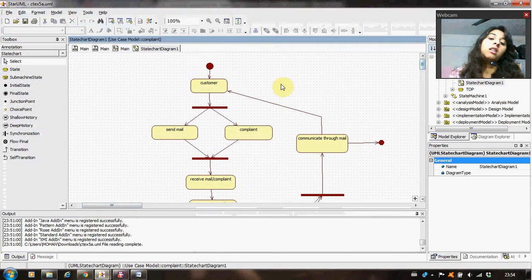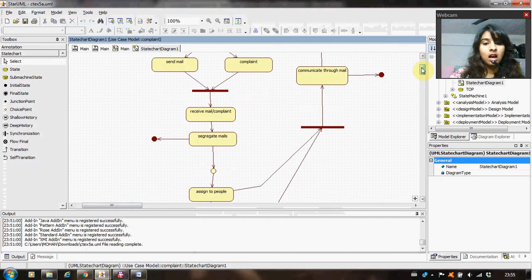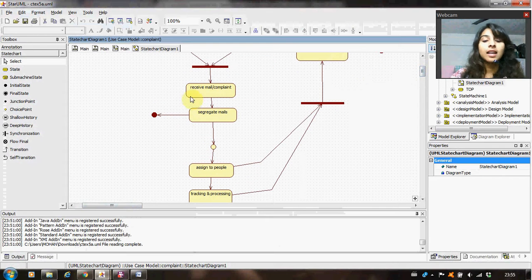So here I have taken initially the customer sends a mail or files a complaint. It can be either, but then when it goes to the organization, it will be received as a mail or a complaint. Both will remain as the same. That is why there is a synchronization here. And then after receiving the mail, the segregation of mail happens here. So sometimes the unwanted mails can also be segregated out, and this also can be a junction point, because after this no more process can be done if the mails or the complaint received is not relevant.